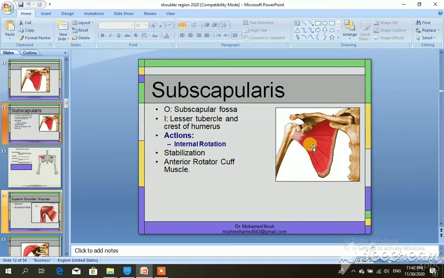The subscapularis, as you can see, is the largest muscle. It originates from the subscapular fossa of the scapula, as you can see here, and inserts in the lesser tubercle of the humerus. This is the humerus, the lesser tubercle, the greater tubercle, and this is the groove, the intertubercular groove. Action: internal rotation and stabilization of the shoulder joint. It is the anterior rotator cuff muscle, one of the rotator cuff muscles.